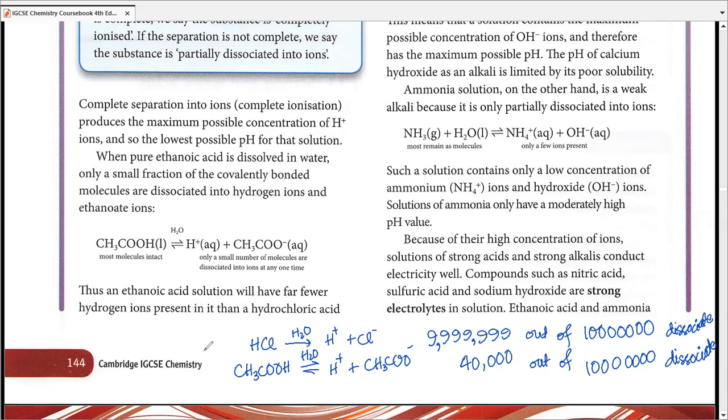So that's why we call this a strong acid. Why? This acid loves to get dissociated when it goes into water. And we call ethanoic acid a weak acid because it really bothers to get dissociated when we put it in water. It loves to stay in its original molecular form. So, these are just numbers that I was using to explain the idea.